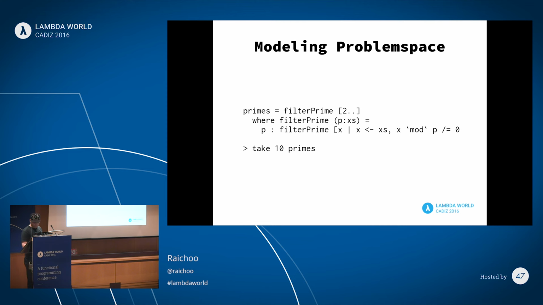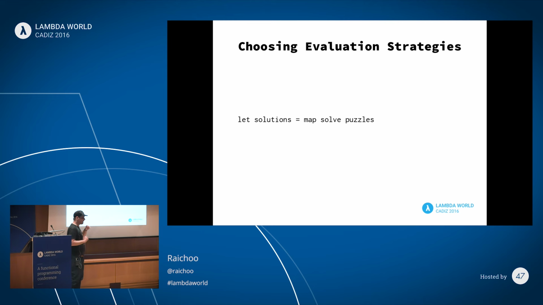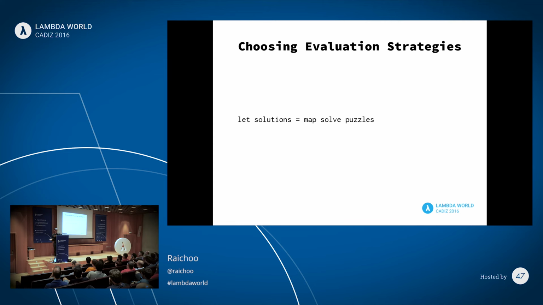Another thing that I find even more interesting, and I took this one from Simon Marlow's book on parallel and concurrent programming. Let's say you have a bunch of puzzles, and you want to solve them. So I have the solve function, and you have a list of puzzles here. You can, of course, map over this list of puzzles and get some solutions. In a strict language, we'll do that one by one. So we basically committed ourselves to a certain evaluation strategy beforehand. We cannot choose anything else.